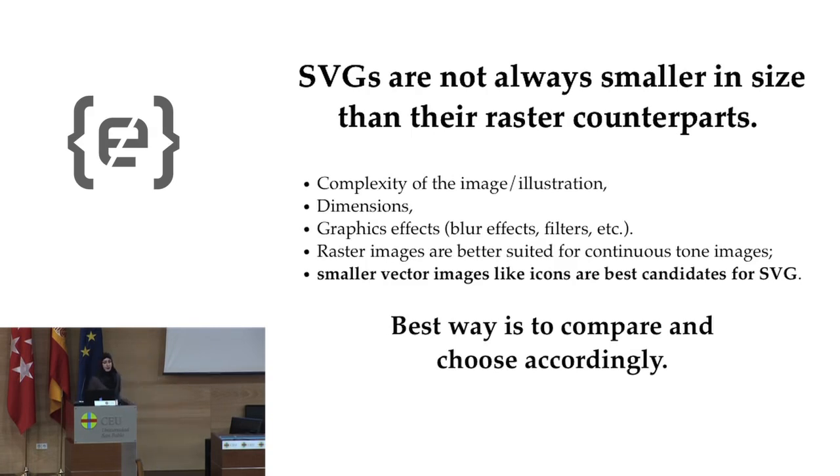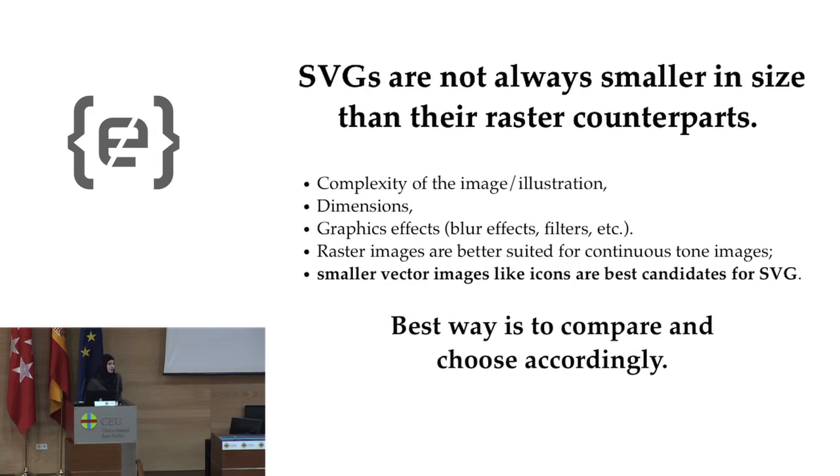For example, the complexity of the image or the illustration. If the image contains a lot of details, a lot of paths, this is going to increase the size of the SVG. So in a lot of cases, complex images are better presented as PNGs instead of SVGs because SVGs can have a really big file size, which you probably don't want.